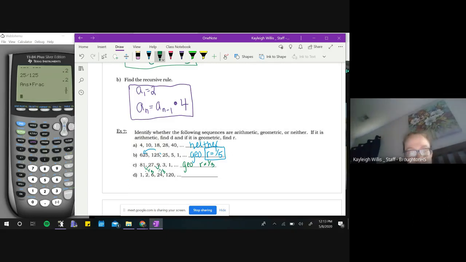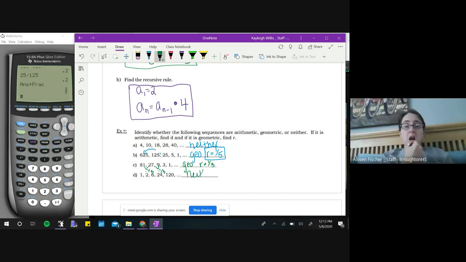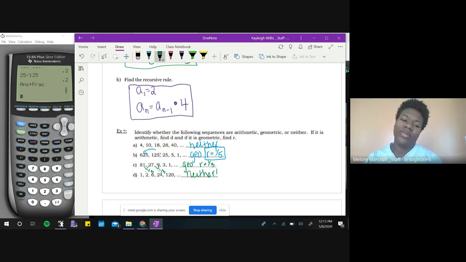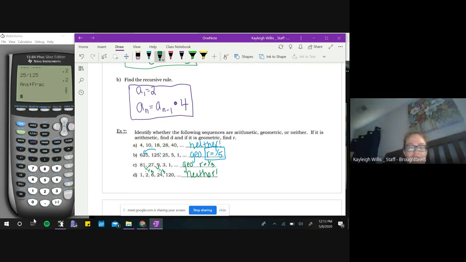All right, last one. This one looks crazy. I know that 1 plus 1 gives me 2, but 2 plus 1 is not 6. So it's not arithmetic. I know that 1 times 2 is 2, but 2 times 2 is not 6. So it's not geo. So then this one is neither. Hopefully that made some sense, my friends.